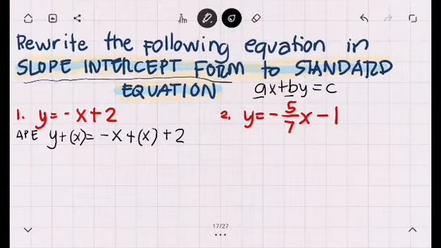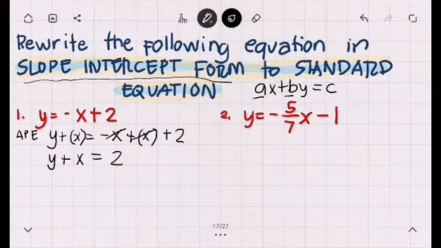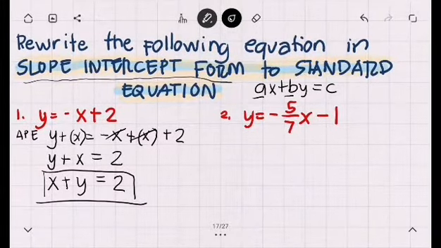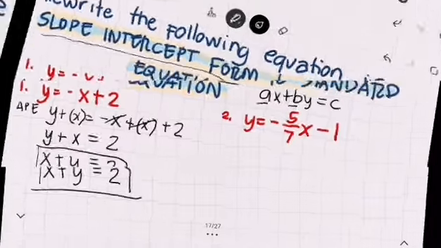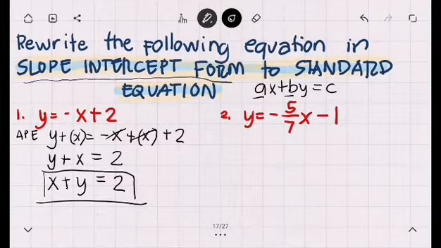Okay, so simplify natin. So, we now have y plus x equals, so negative x plus x, so this is 0, equals 2 na lang ang ating right side ng equation. But in standard form, we have ax plus by equals c. So, i-write na lang natin yung y plus x as x plus y equals 2. Okay, so ito na yung ating standard form ng equation.